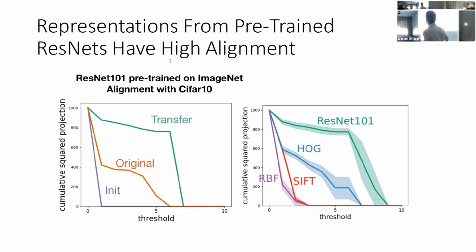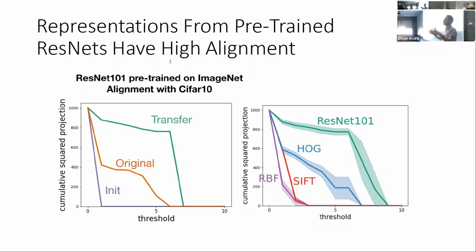Transfer here means when we have that pre-trained ResNet and extract the representation on two classes of CIFAR-10, and we compute the alignment between this obtained representation and the labels of those data points in CIFAR-10. So ImageNet is only involved in pre-training the ResNet, and the alignment curve is about those two classes of CIFAR-10.